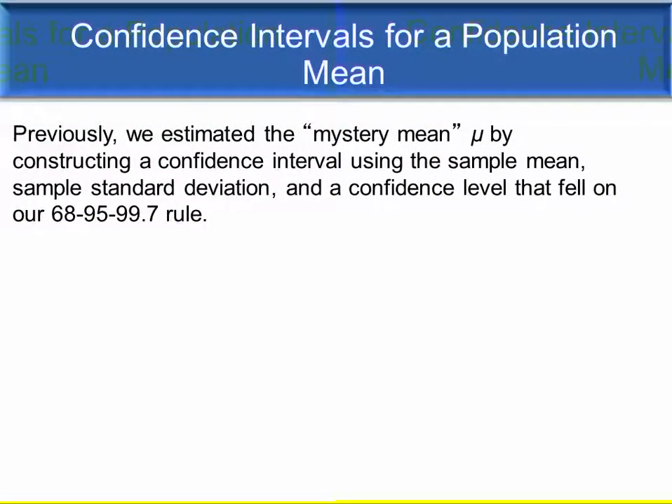So we've been previously estimating our mystery population mean by constructing a confidence interval using the sample mean, the sample standard deviation, and a confidence level, and we really focused on the 68, 95, 99.7 rule, looking at confidence levels where the percentages fell exactly 1, 2, or 3 standard deviations away from the mean. But that's not really realistic. Those aren't numbers that we would normally use for talking about confidence levels.